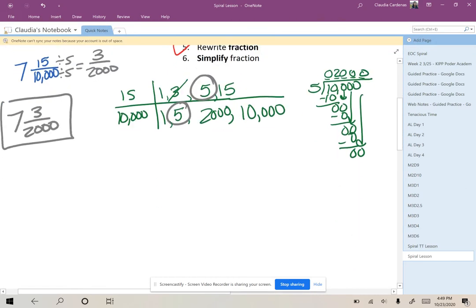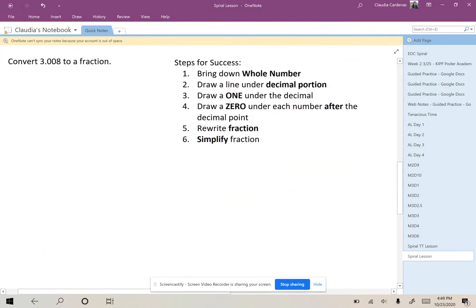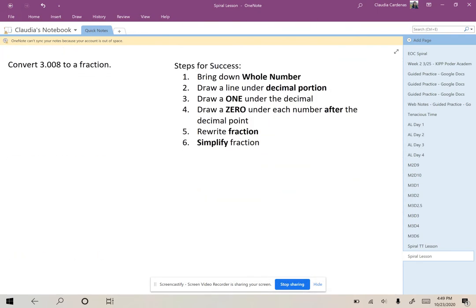All right, let's see if I can follow this process on a second one. Convert 3.008 to a fraction. So I'm bringing down my whole number, drawing a line under the decimal portion, drawing my 1 under the decimal with 3 zeros because there are 3 numbers after the decimal point. Now that I have rewritten my fraction, I'm going to go ahead and simplify. So I can take out the zeros in front of the 8, and I'm left with 8 over 1,000.